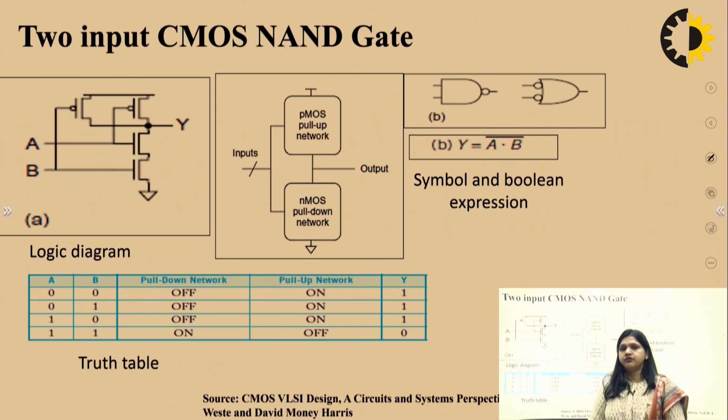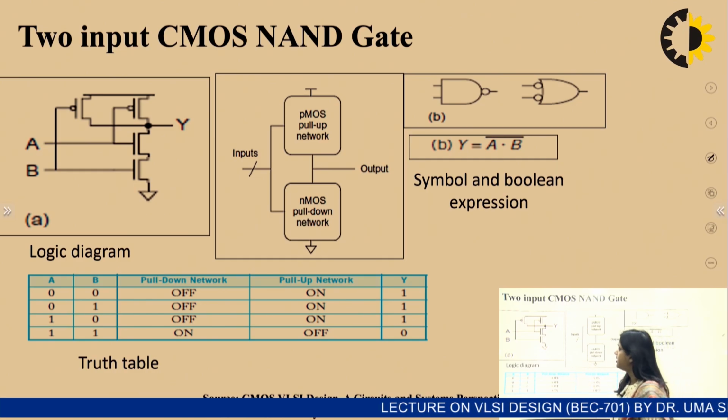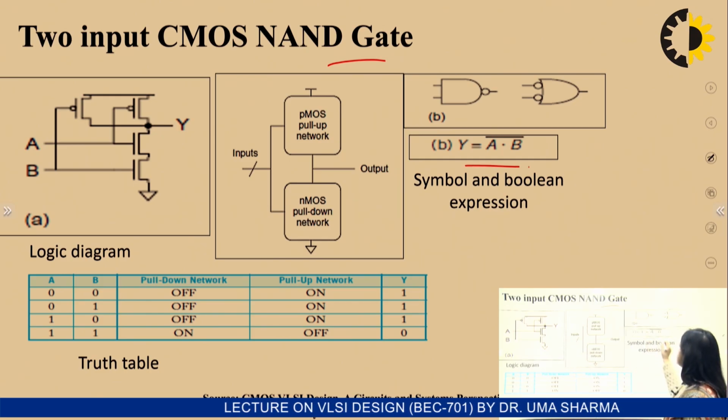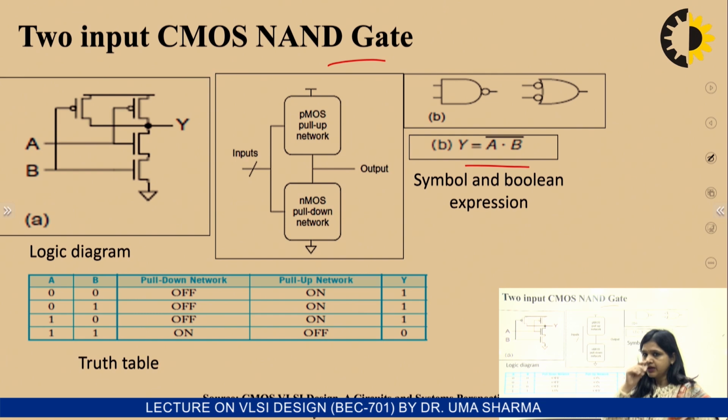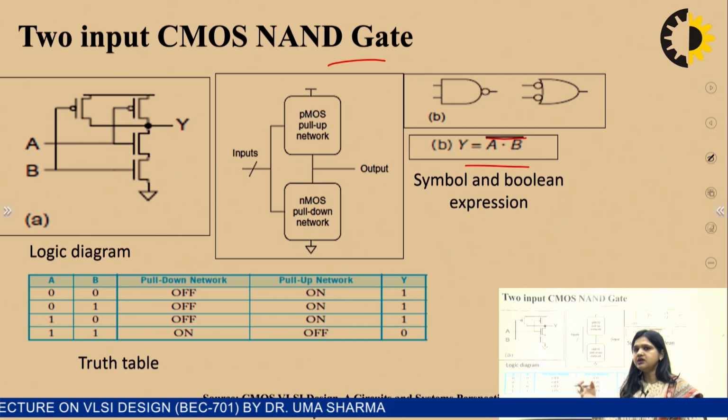Now, this is very important and asked in the examination: the implementation of various Boolean expressions or logic gates using CMOS technology. So using CMOS technology, we can implement any Boolean expression. For example, in this slide, you can see a 2 input NAND gate. We know the function of a 2 input NAND gate, which is Y equals (A dot B) bar. Here this bar represents complement. It is very easy to implement this Boolean expression using CMOS technology, because CMOS is complementary MOS.